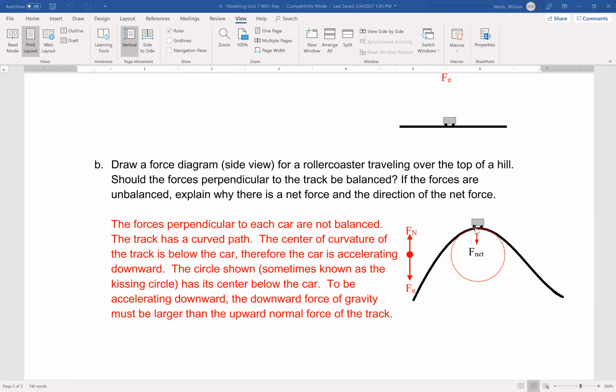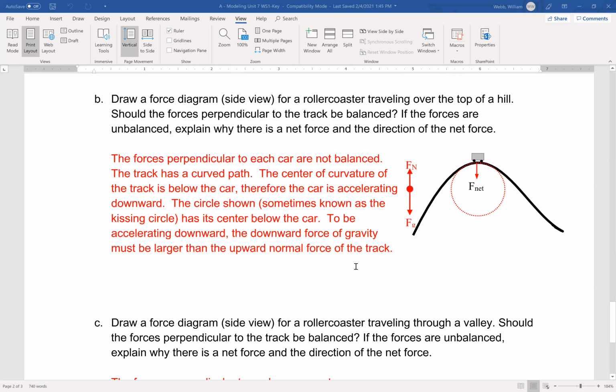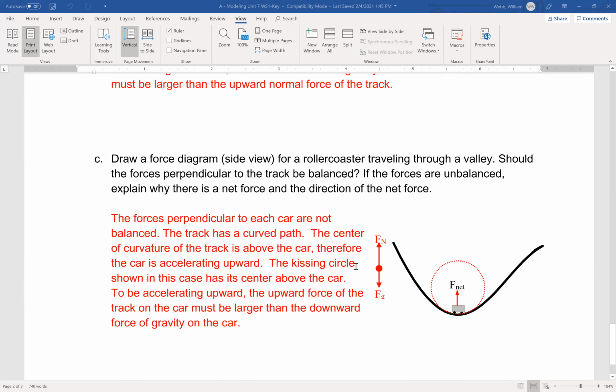5C, I said, well, I drew the diagram with a larger normal force and a smaller gravity force. And I said they were unbalanced. The net force is due to the centripetal acceleration to change the direction. Good. Yeah, nicely phrased in your explanation and clear that it's unbalanced.